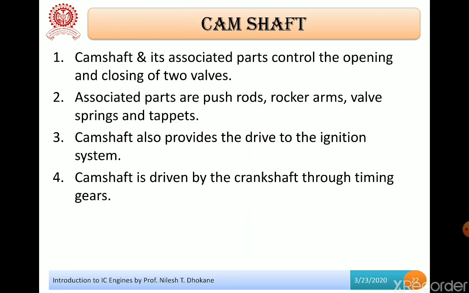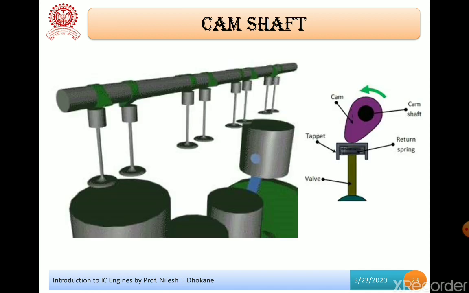Next is the camshaft. The camshaft and its associated parts control the opening and closing of the two valves, the inlet valve and the exhaust valve. The associated parts for the camshaft are push rods, rocker arm, valve spring and tappets. The camshaft also provides the drive to the ignition system. The camshaft is driven by the crankshaft through timing gears. Here you can see the diagram of the camshaft.